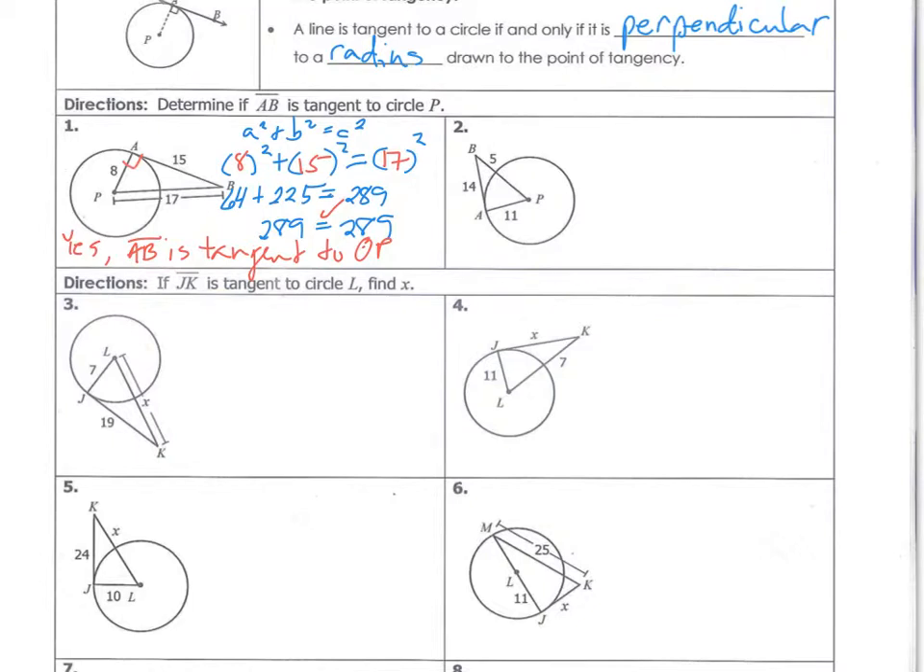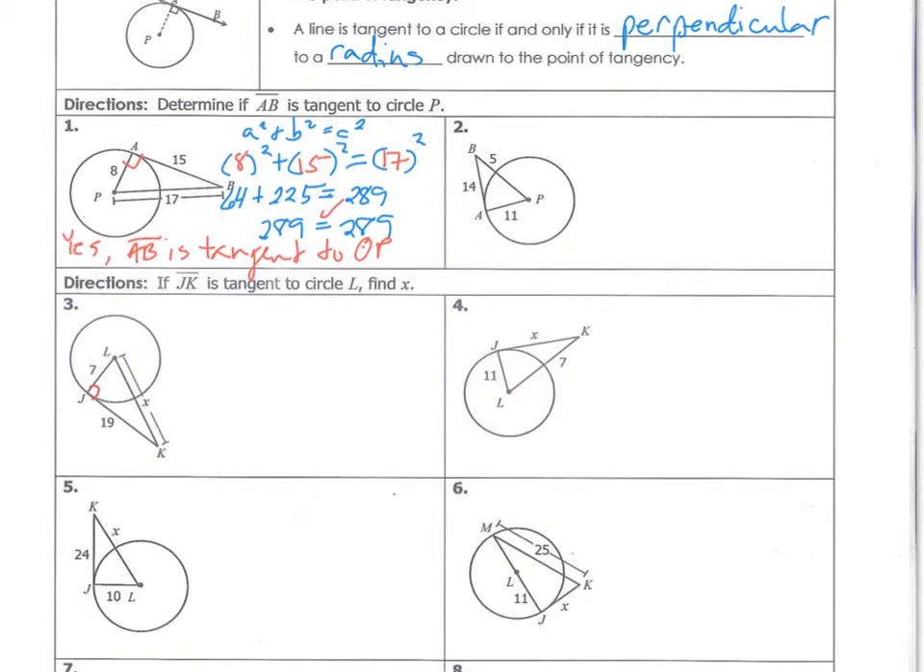The directions say, if line segment JK is tangent to circle L, find X. So as you look at this right here, they're telling you that's a tangent line. So what do you know about this right here? What is this part? It's a radius. So when a radius touches a point of tangency, what do you know about angle J? It's a right angle. So immediately, you should put in there your right angle. Then how are you going to find X?